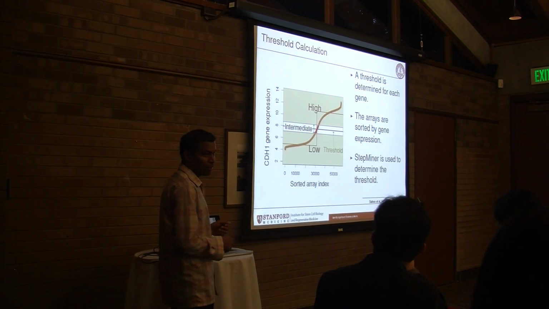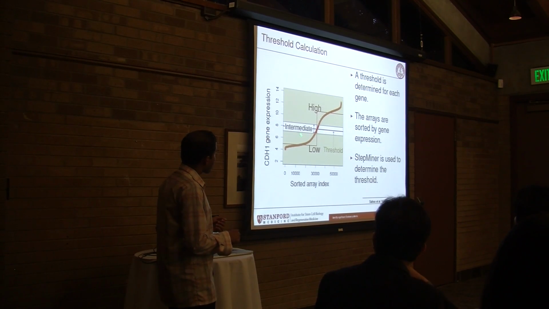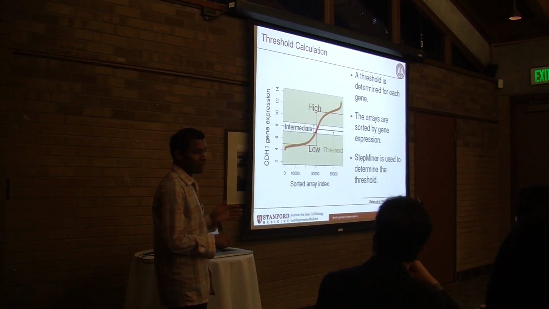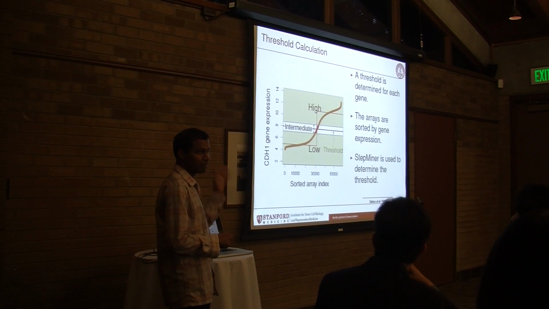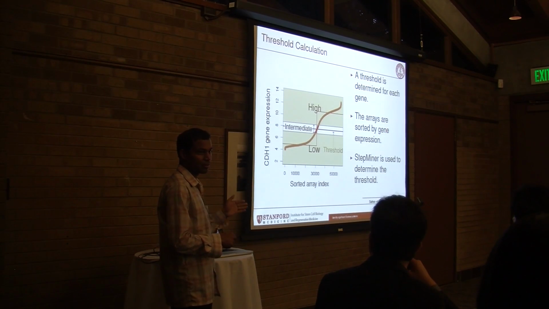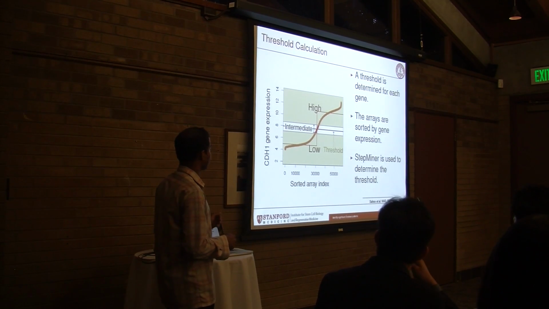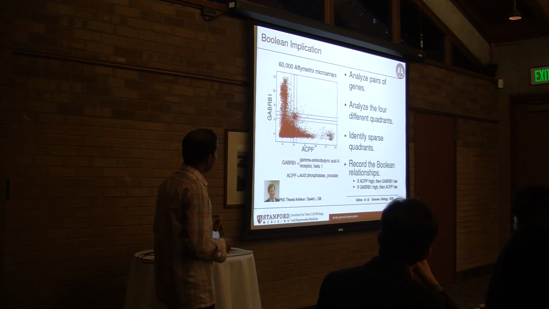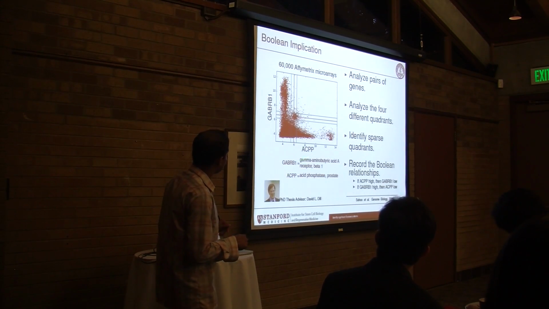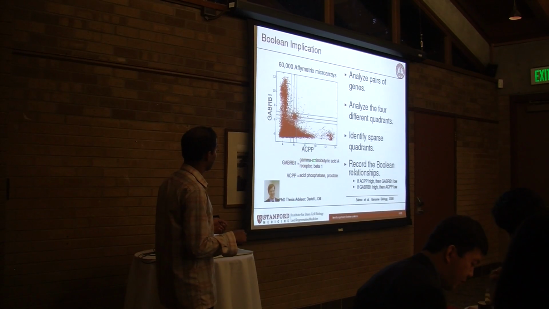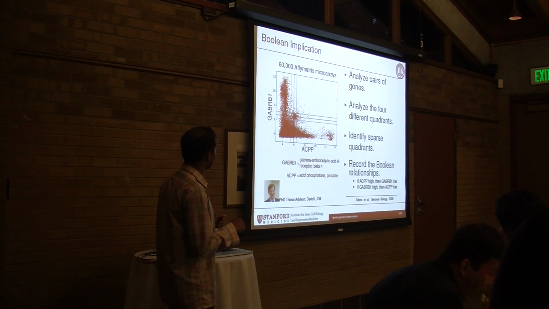Right? So what happens when you get in the intermediate? All the intermediate values are ignored. They are deleted from this data for the analysis. So after this step, we look at a pair of genes. So let's look at two genes here, ACTP and GABRB1.